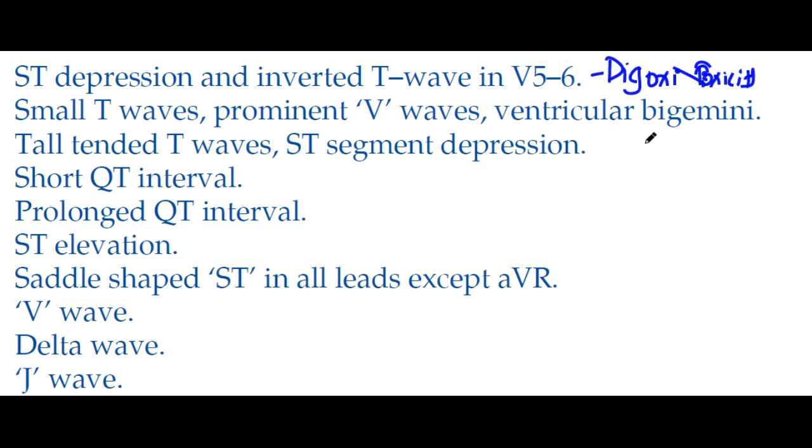Then small T waves, prominent U waves and ventricular bigeminy are seen in hypokalemia, whereas tall tented T waves and ST segment depression are seen in hyperkalemia.